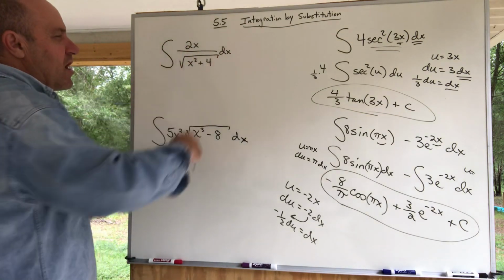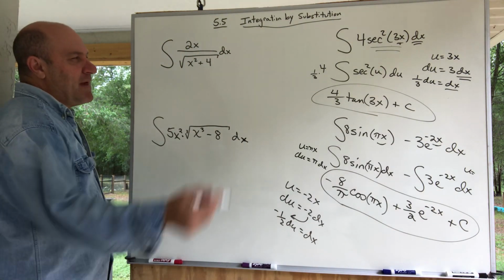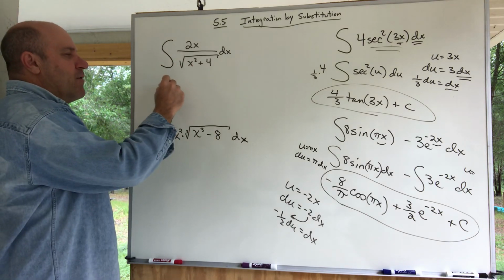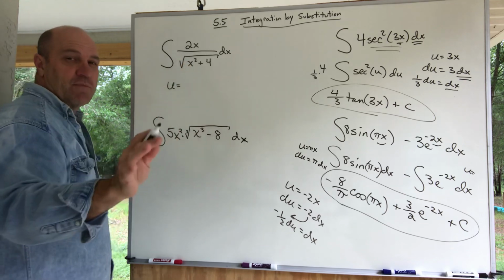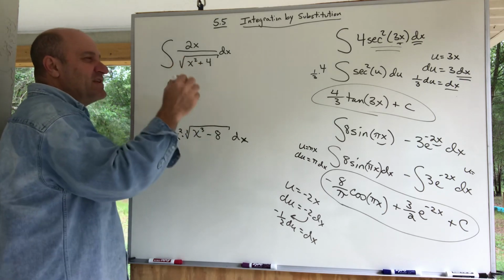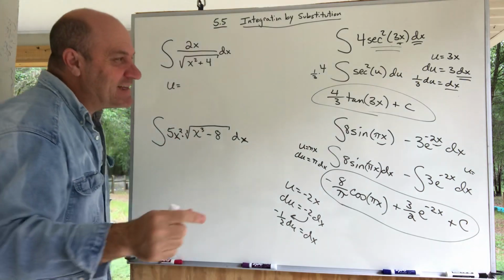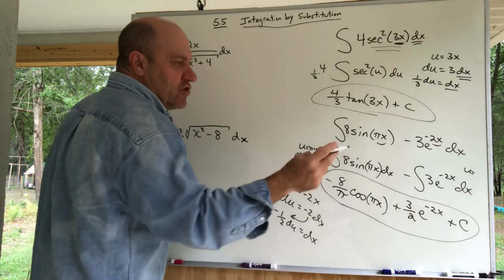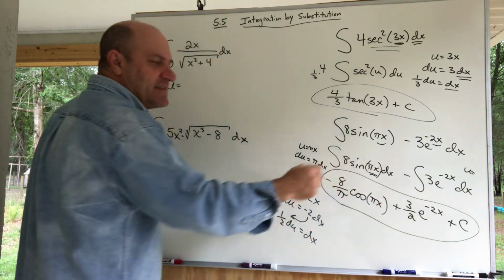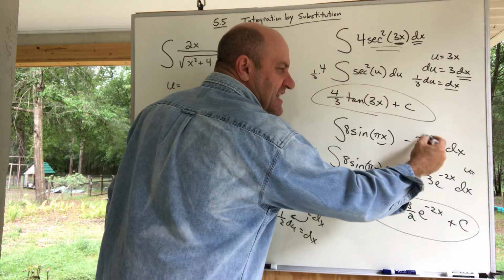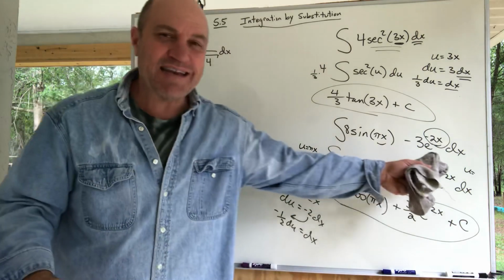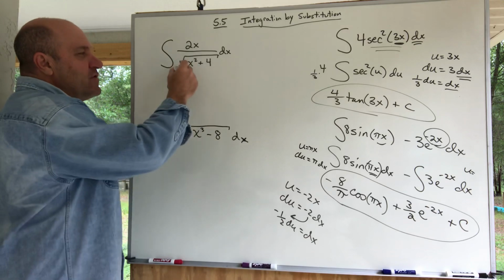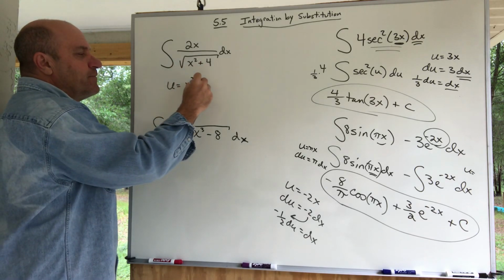So this is a little more complex, but maybe you can see what's going to happen. I want to let u equal something here. I want to let u equal the denominator. No, I'm sorry. What's in the square root? U tends to be inside something. U was the 3x inside this secant function. U was the pi x inside this sine function. U was the negative 2x inside that e function. So I'm going to let u equal what's inside the square root.